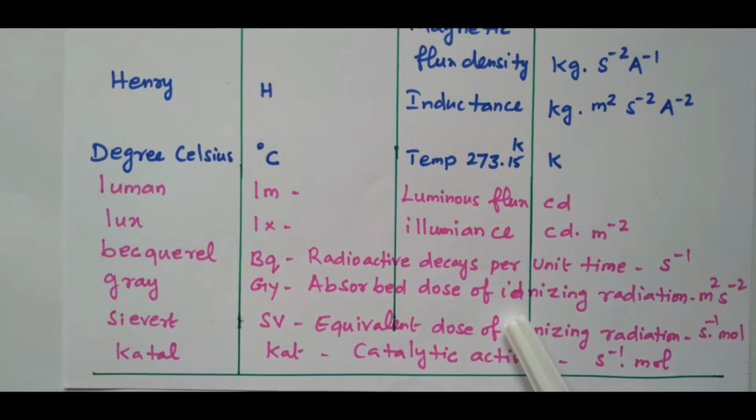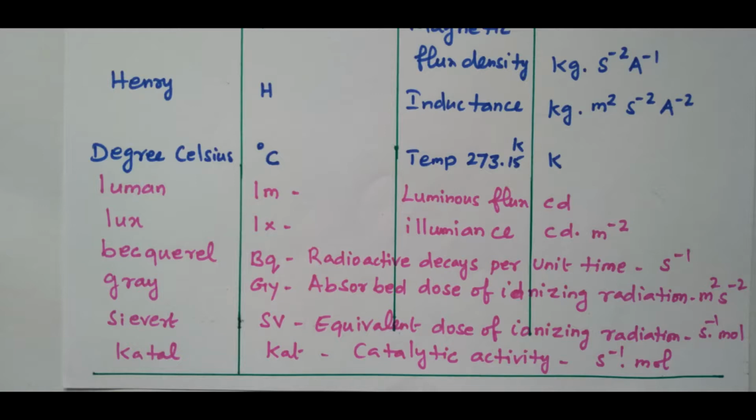Absorbed dose of ionizing radiation: Gray, Gy, m² s⁻². Equivalent dose of ionizing radiation: Sievert, Sv, s⁻¹ mole. Then catalytic activity: that is Katal, kat, s⁻¹ mole. So these are all the 22 derived units. These 22 derived units are obtained from the base units.